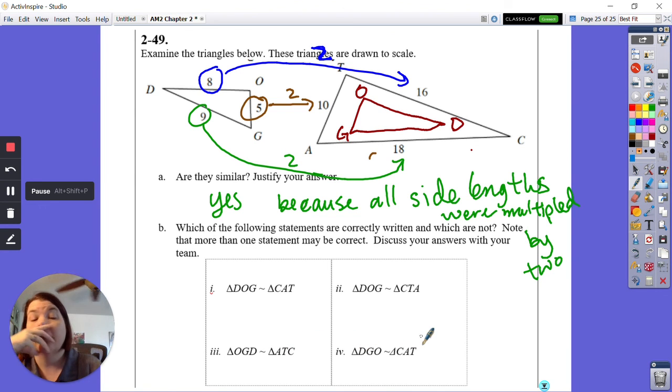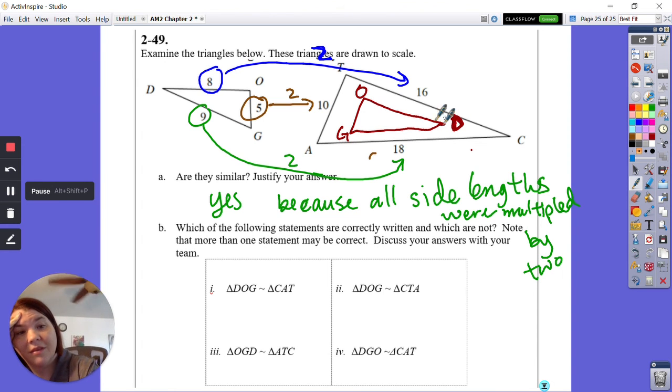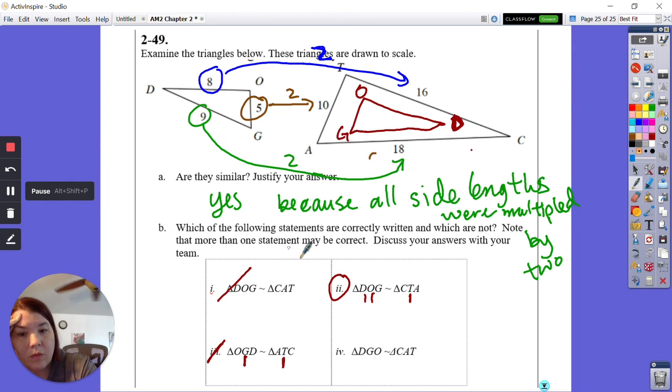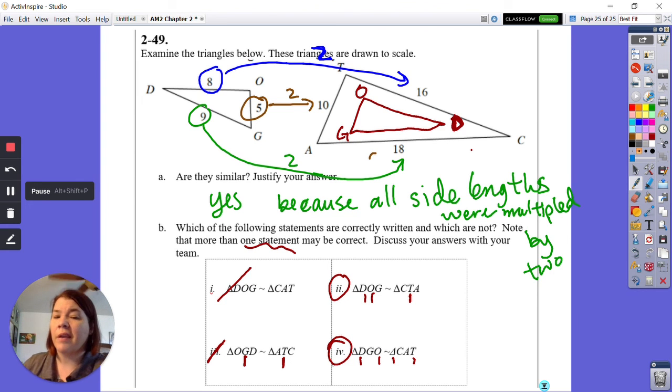O and T are in the same place. So dog and cat, no, sorry, not dog and cat. That's too bad. O and T. Nope, not that one. O and T are not in the same place. O and T are in the same place, and D and C are. So yeah, this one. It said more than one statement, so let's keep going. O and T are in the same place. C and T, yep, this one, these two. So sorry, not dog and cat, but dog and CTA, and Dago and cat, they are. So there you go. So that's our basic idea here.